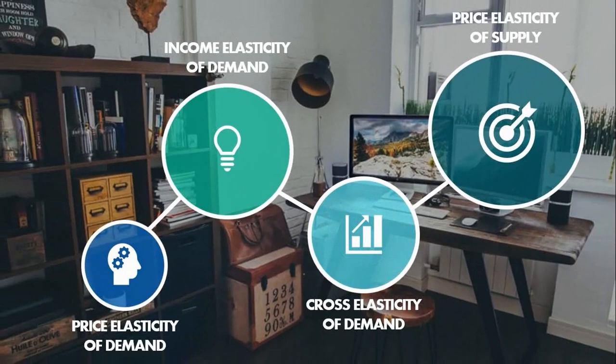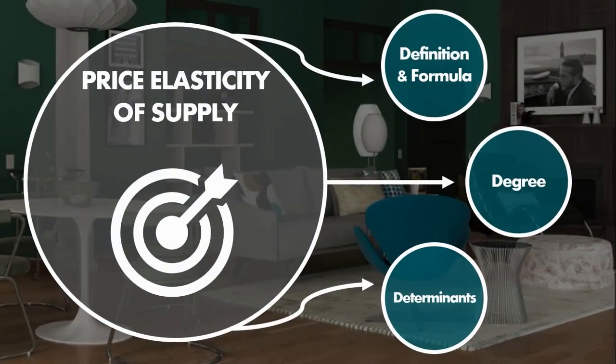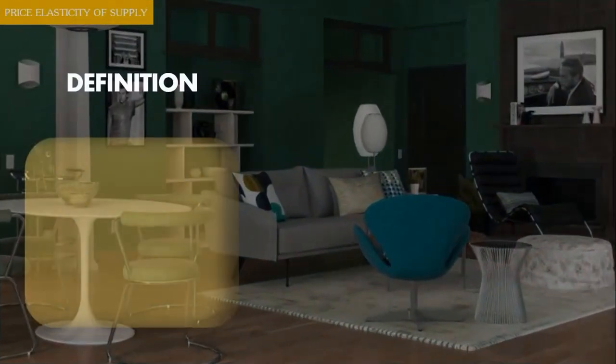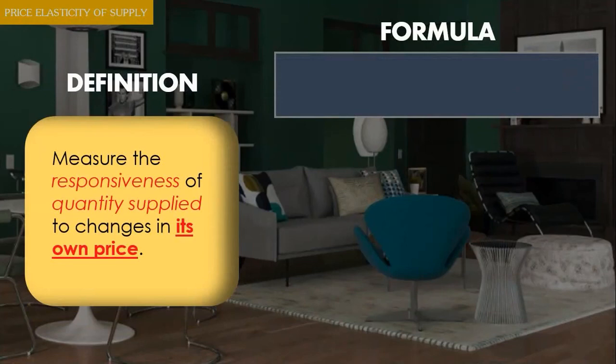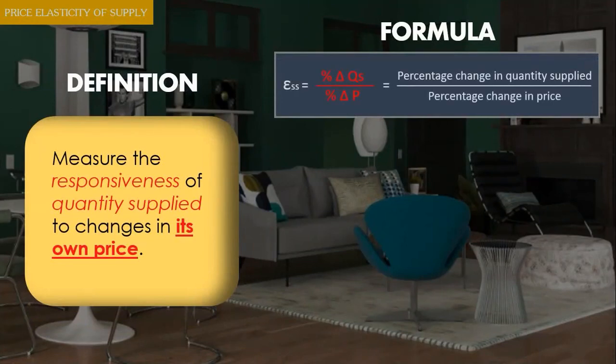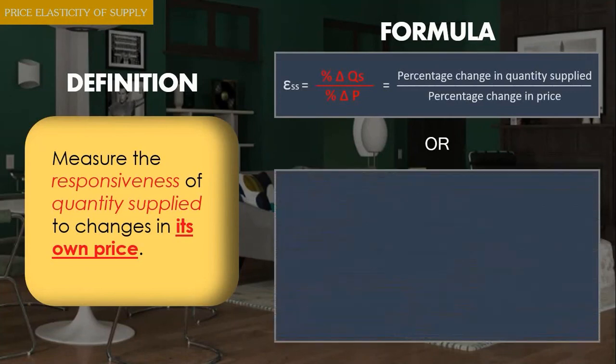I am going to explain about the one and only type of elasticity of supply, which is price. It is used to measure the responsiveness of quantity supplied to change in its own price. The formula is percentage change in quantity supplied over percentage change in price. In some cases, you can use this second formula.